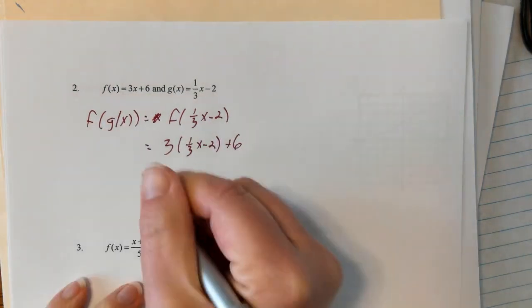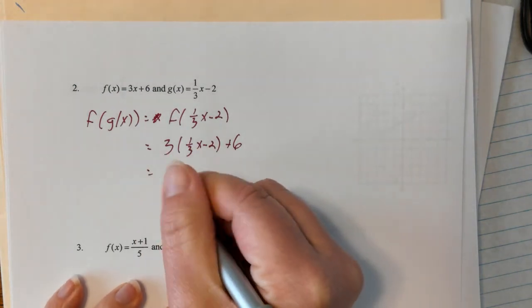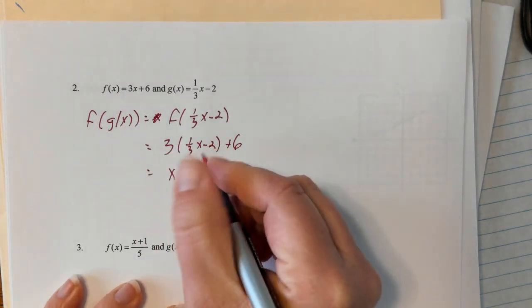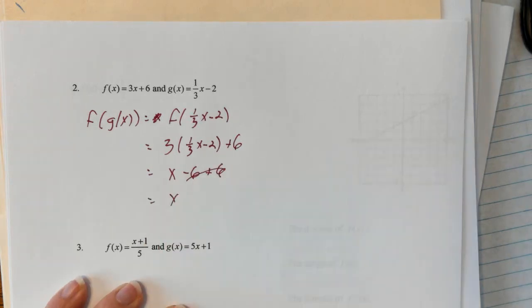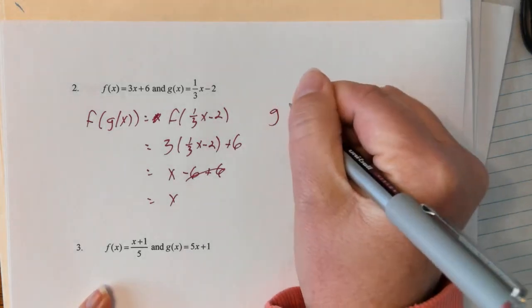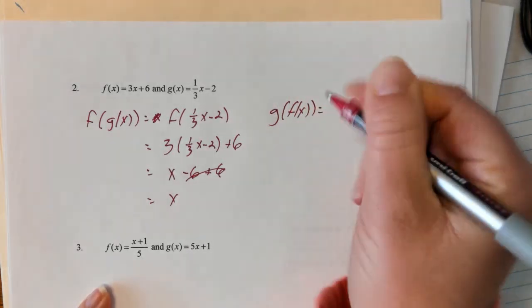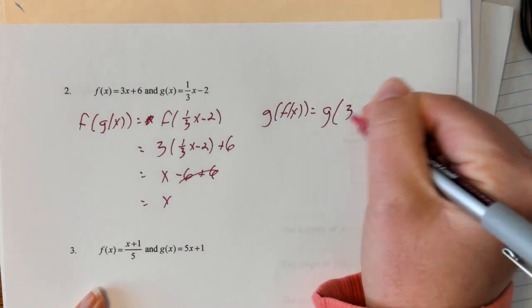There's my plus 6. I'm going to distribute the 3. 3 times 1/3 is just 1x. 3 times negative 2 is negative 6. Plus 6, sure enough, that simplifies to be x. Now we have to try it the other way. We have to find g of f of x. Well, f of x is 3x plus 6.